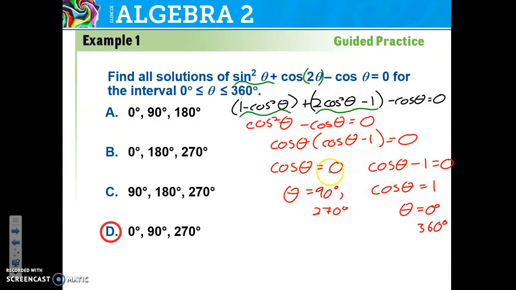So where is cosine of theta equal to 0? At 90 degrees and 270. Where is cosine of theta equal to 1? At 0 and at 360. I think since they said it included 360 degrees here, that 360 degrees should also be part of your answer.